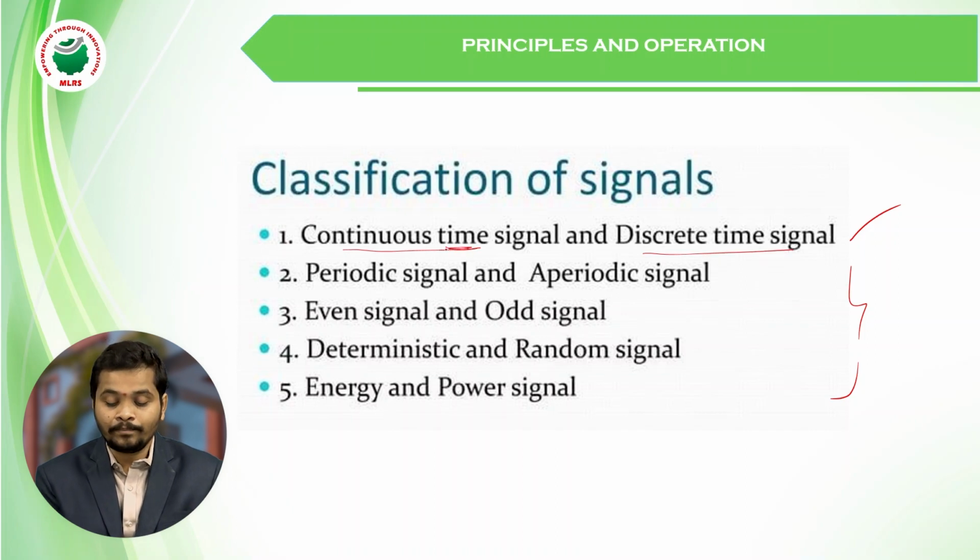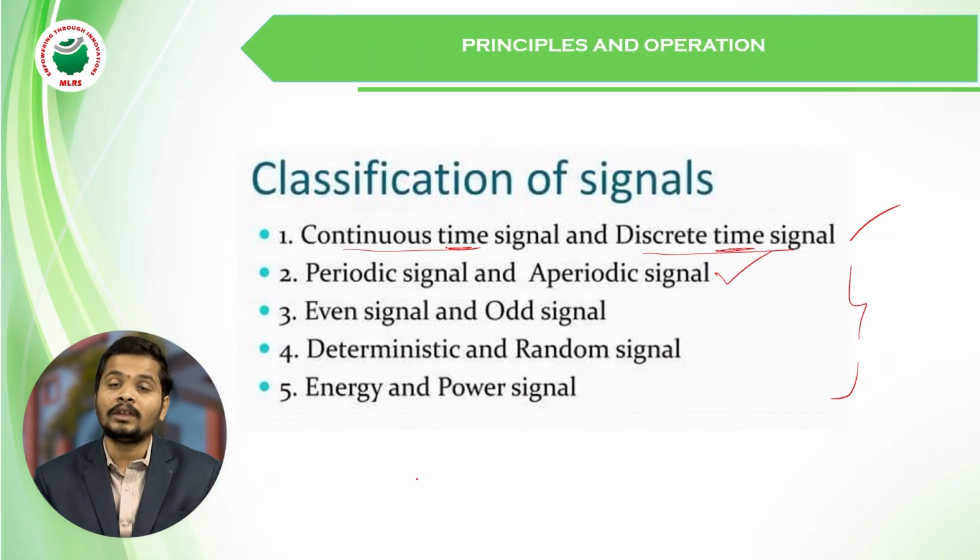With respect to time, the signal will be produced at every time value. In discrete time signals, the signal is produced only at particular times. And another one is the periodic signal and aperiodic signal.